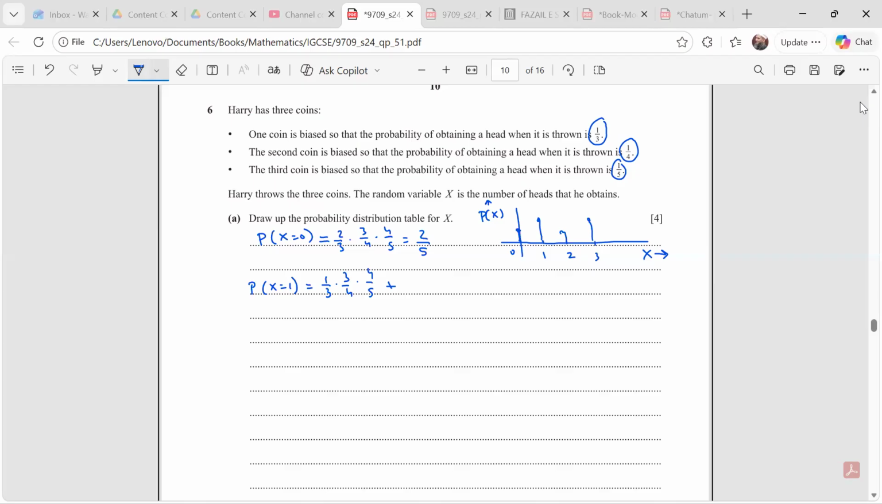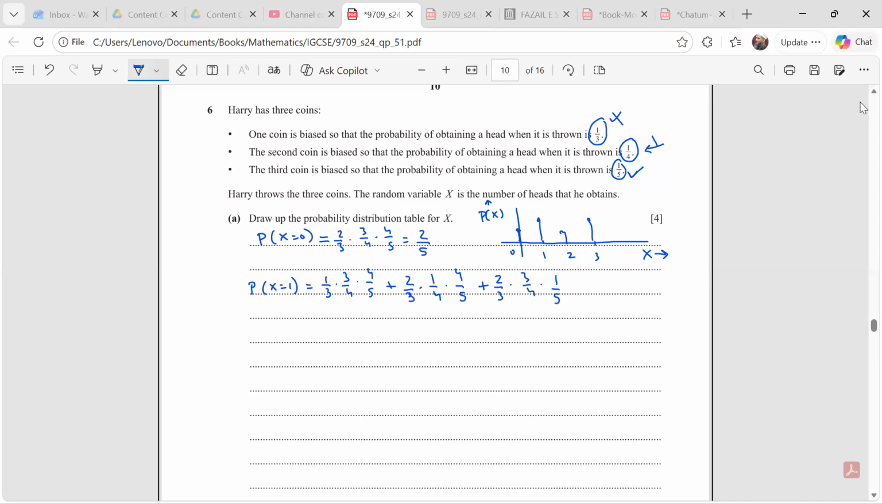the second option is that only the second coin shows head. The probability of no head in the first one is 2/3, head in the second is 1/4, and again no head in the third is 4/5. The next option is that the first and second show no head, but the third will show head. So no head in the first one is 2/3, no head in the second one is 3/4, and head in the third one is 1/5.